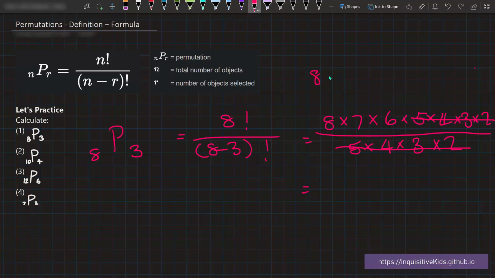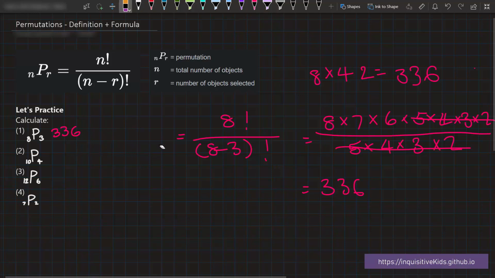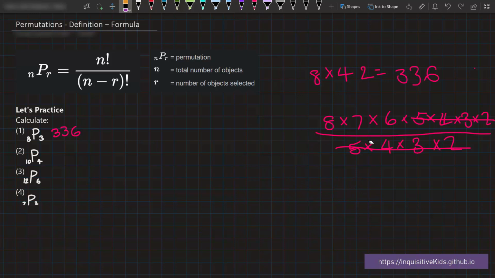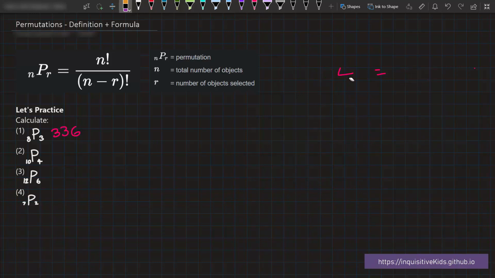Now 8 times 42 is equal to 336. So our final answer would be 336. Let me write that next to this question right here. That equals 336. If you didn't get 336 for your answer, maybe something happened when you were calculating, or maybe you made a minor mistake. So go back and check your answer.